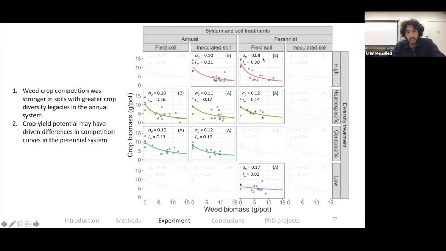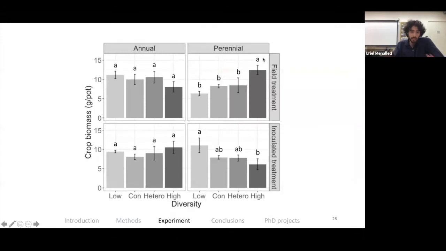But if we look at crop yield potential, there is a second set of results which are really exciting and interesting. So this figure shows crop yield potential. This is the yield of the greenhouse crop in the absence of weeds. The x-axis is the 4 diversity treatments, the annual and perennial systems. This is the field treatment in the greenhouse, so both nutrients and microbes. And this is the inoculated treatment. So this attempts to minimize nutrient differences while maintaining microbial effects.